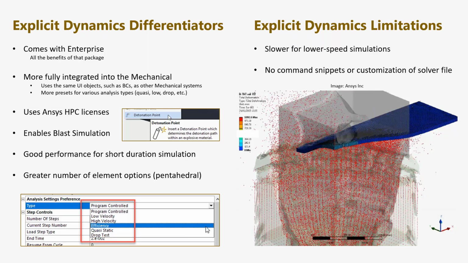Now some of the limitations, and there are a few more than what I listed here: it's not as good for lower speed simulations. So when you're talking about quasi-statics or things like buckling simulation, it's just not quite as strong of a tool as compared to other explicit options. It's also not capable of handling any user input for the solver file, so no command snippets. Right? It's a closed file format for the solver file.